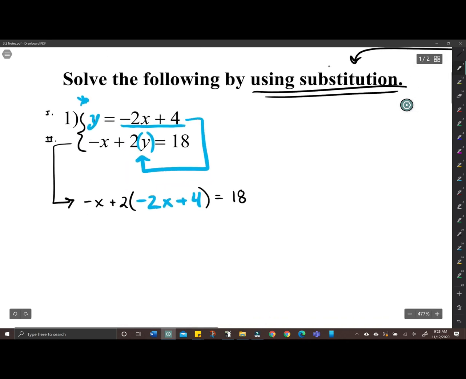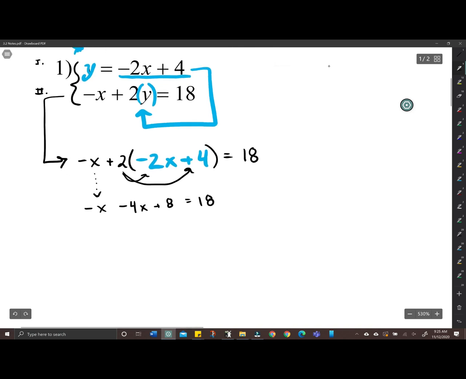Now, here's where your solving skills come into play. You're going to want to distribute the 2, so negative 4x plus 8, and just bring everything else down that you had before. And we are going to solve for x, so combine any like terms. So negative 5x, and I'm going to subtract the 8 from the other side, so equals 10, and then divide by negative 5, divide by negative 5, and you get x is equal to negative 2. So be careful, it's a negative 2.